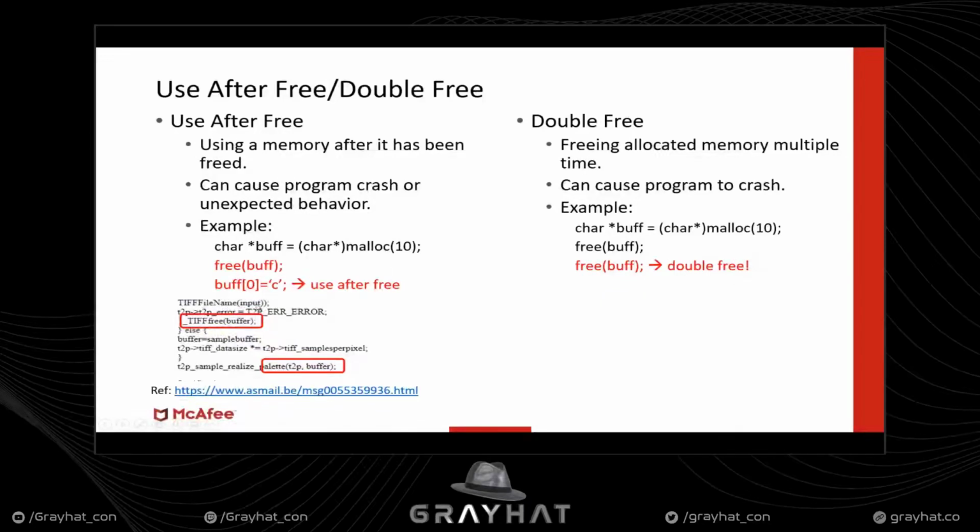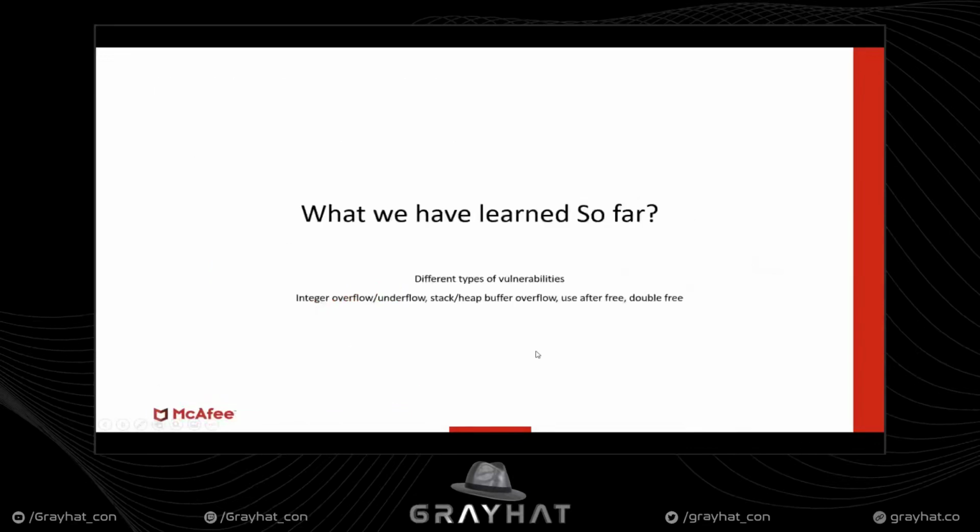Here is a very simple example of a use after free vulnerability. This vulnerability was in libtiff. As you can see over here, there is a buffer which is getting freed, and later on in the program, the buffer variable is again getting used. Since the buffer is already freed over here, it cannot be used, and so this is a use after free vulnerability. If you want to know more about this vulnerability, you can go to this link and read more details.